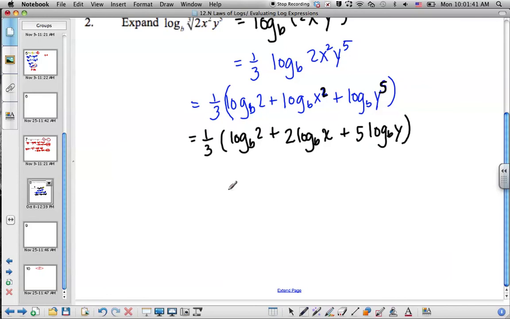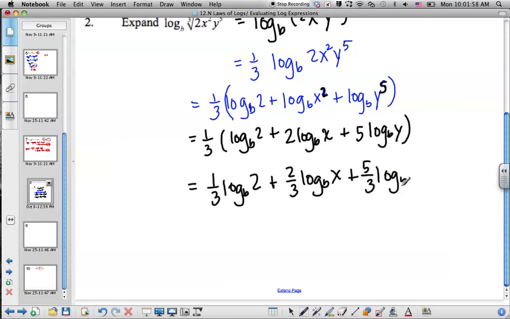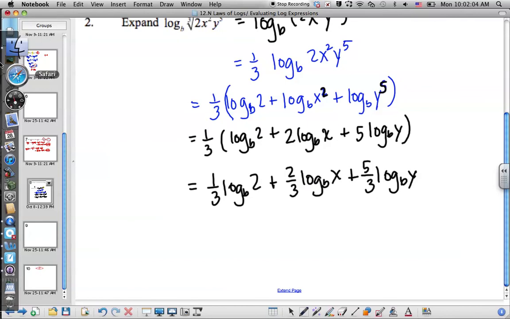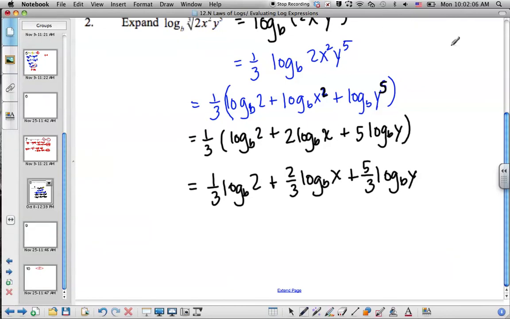And we could just go ahead and expand that and have 1/3 log base b of 2 plus 2/3 log base b of x plus 5/3 log base b of y. And that's just by expanding my 1/3 throughout. And those just take a lot of practice. So please make sure you're practicing as we're going along. Press pause and be an active listener here.